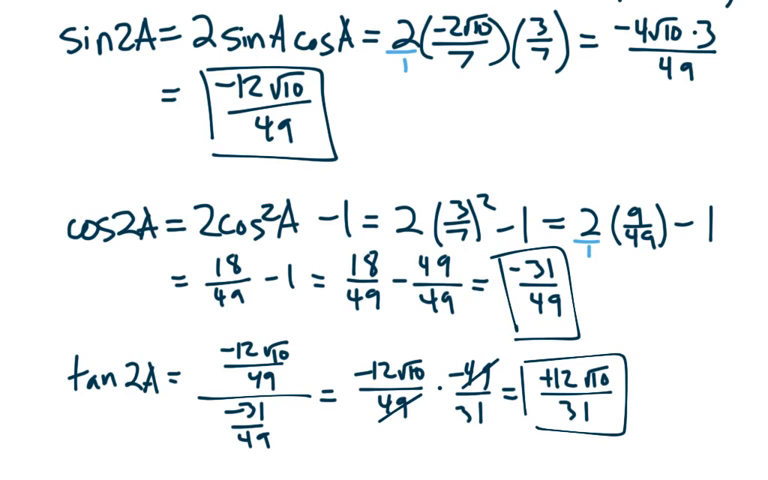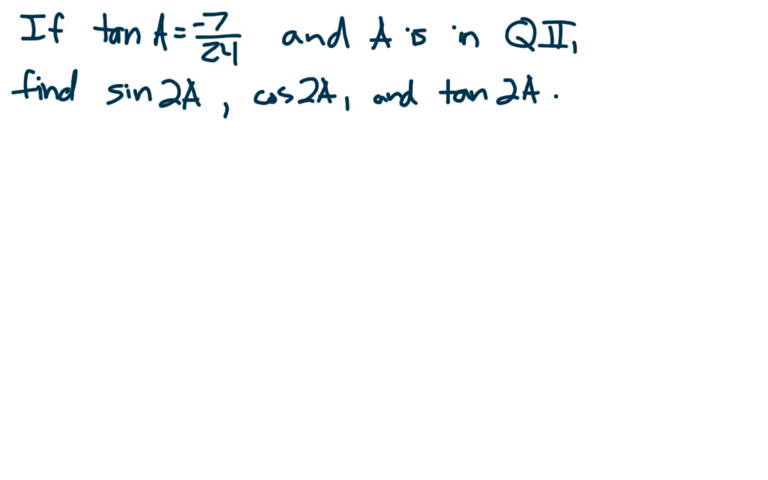Cool. So now the next one is for you to try by yourselves. So here's our third real example, and this one honestly is probably the hardest. If tangent of A equals negative 7 over 24, and A is in quadrant 2, find sine, cosine, and tangent of 2A. Why is this the hardest?